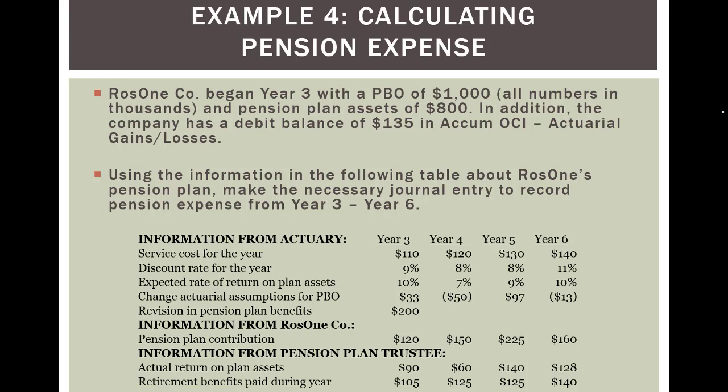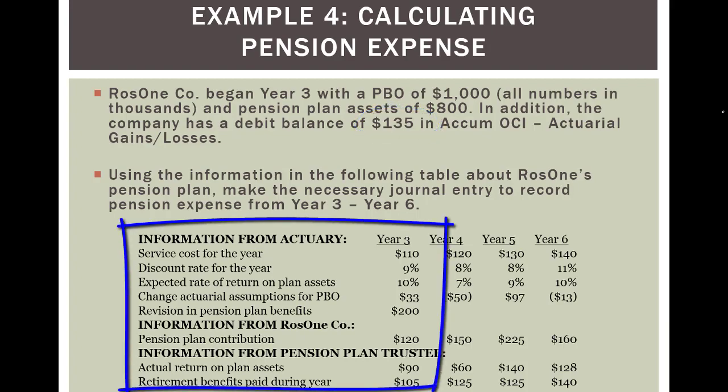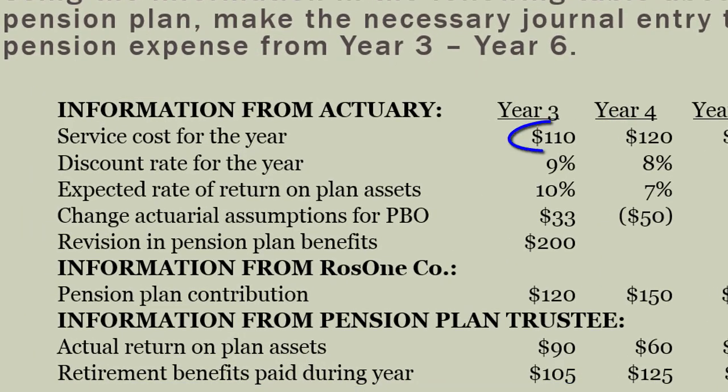If you remember from our example number 3, we started out at the beginning of year 3 with a PBO of $1 million, although I'm going to write it in thousands just to save some time. Plan assets were $800,000. Again, we're going to write it as 800. We had a debit balance in accumulated OCI actuarial gains and losses of $135,000. And here's the rest of our information about year 3. So there's 110 in service cost. There's our discount rate that we'll use to get our interest effect and unwinding of the discount. We've got 10% as our expected rate of return.